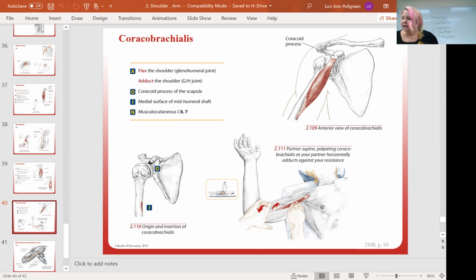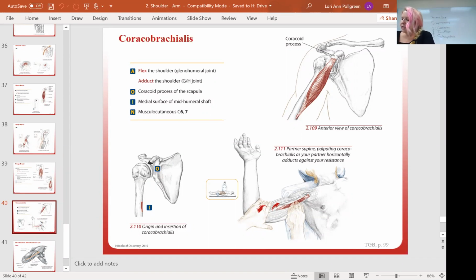I want you to highlight its origin: the coracoid process of the scapula. Coracoid process of the scapula. It inserts on the medial surface of the mid-humeral shaft.